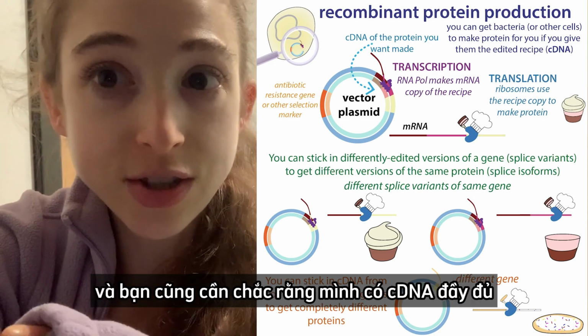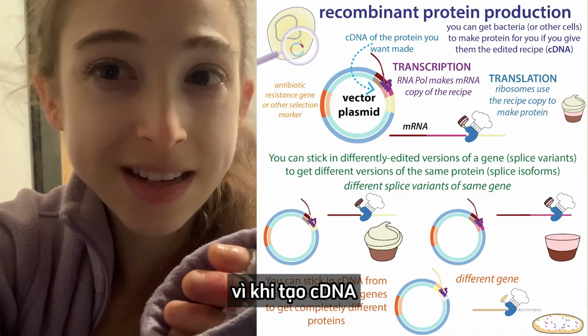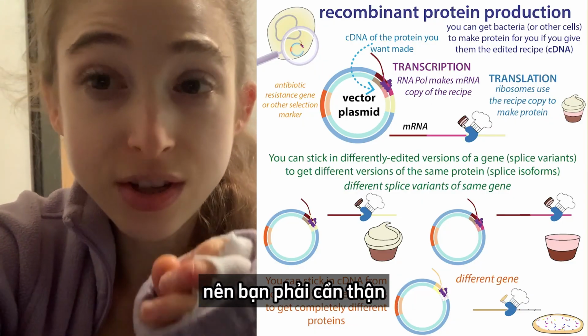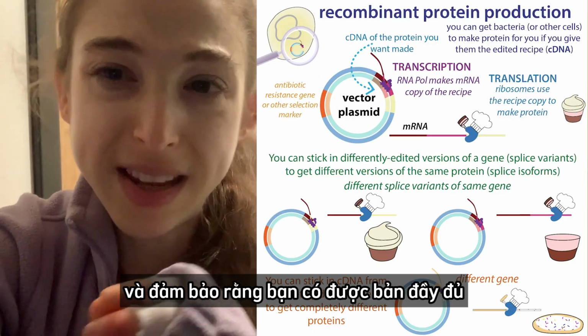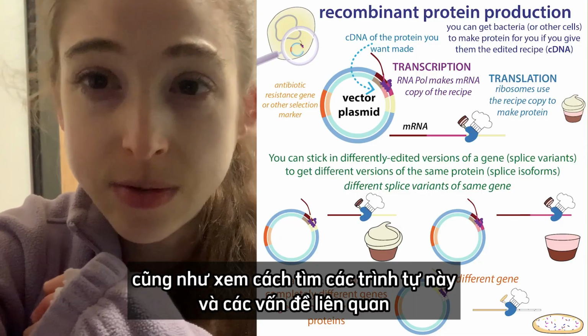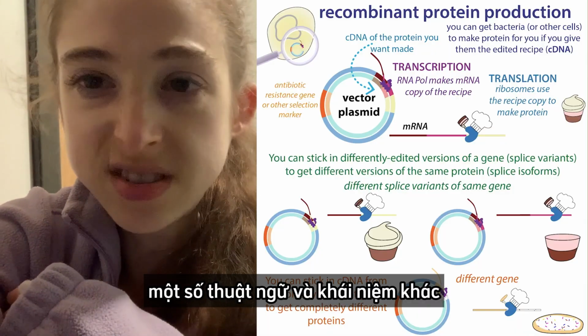And you also need to make sure that you have a complete cDNA, because when you make that cDNA, it does not necessarily have the whole full-length cDNA, so you have to be careful and make sure that you get the full-length thing. So we'll go into a little more of these details, as well as how we can find some of these sequences, some terms, and various other stuff like that.